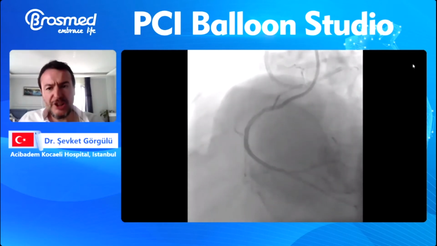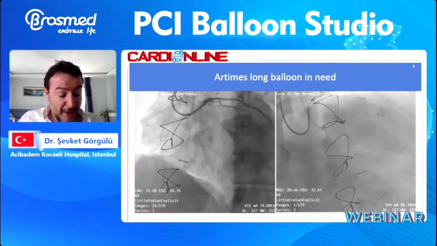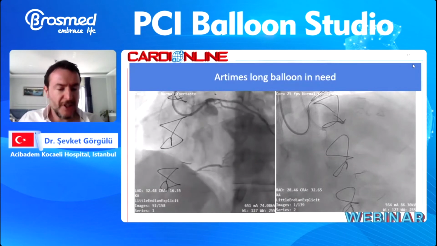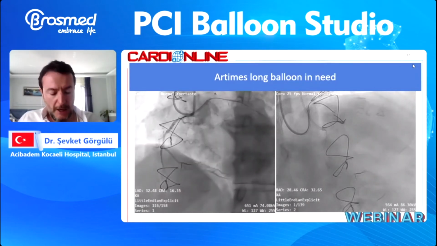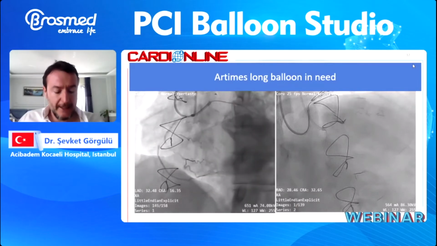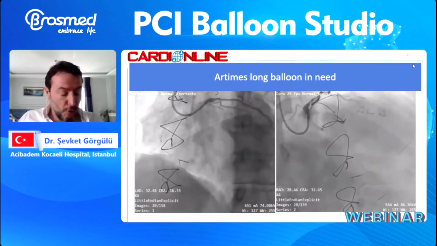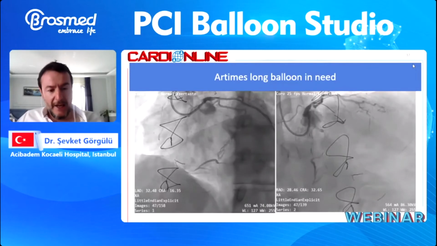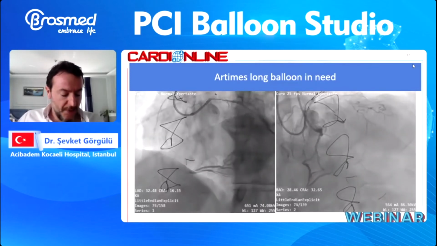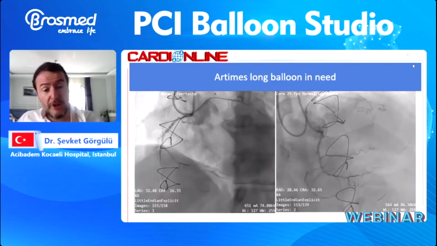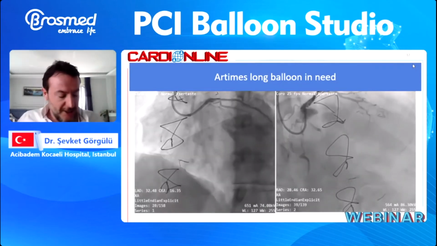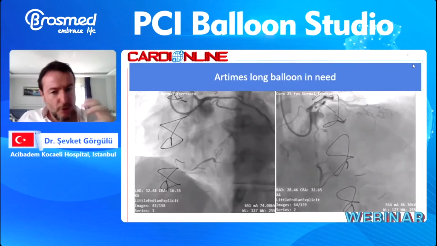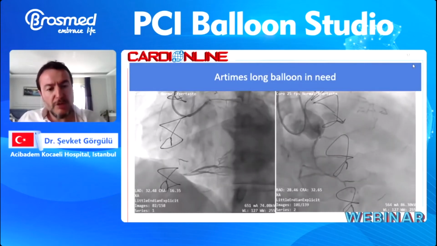In my routine proctoring practice, I always ask for 2 by 30 millimeter long balloons from Artemis. As I am in a foreign cath lab, there are already some adjustments I have to make, which means time loss and more radiation exposure and a little bit more frustration. Therefore I need long balloons, definitely long balloons in CTO procedures.